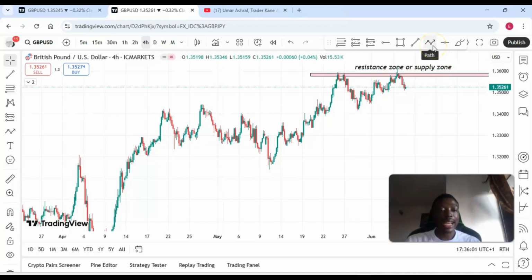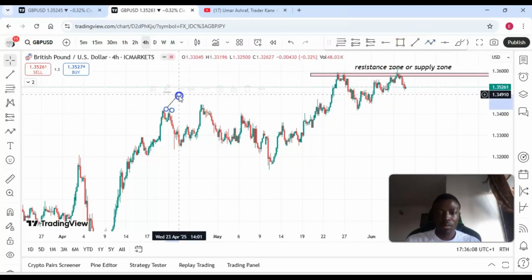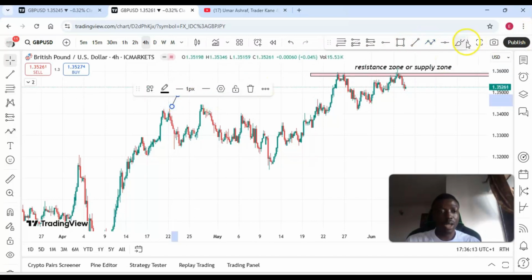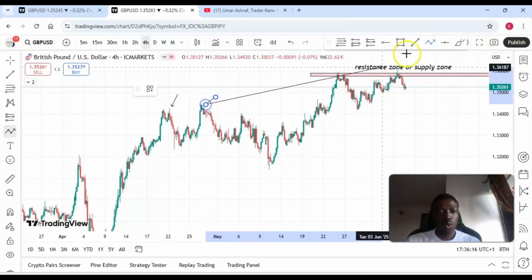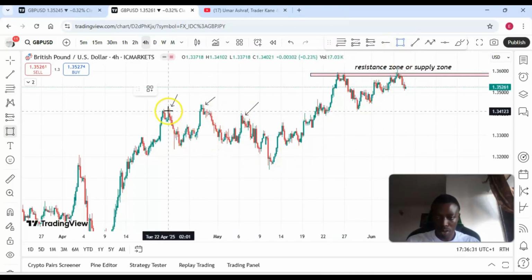Look at areas where the market has reacted in the past. We have this level here, 1, 2, 3. So you can clearly see that this is a very, very good zone. This was at first a resistance level that became a support level.